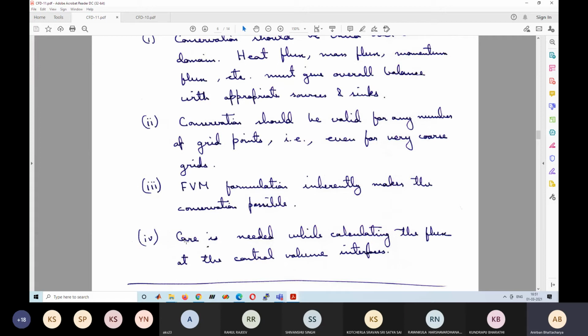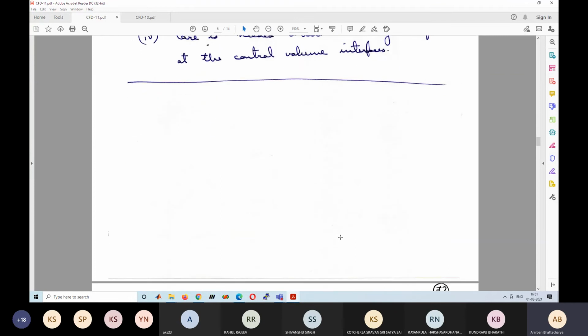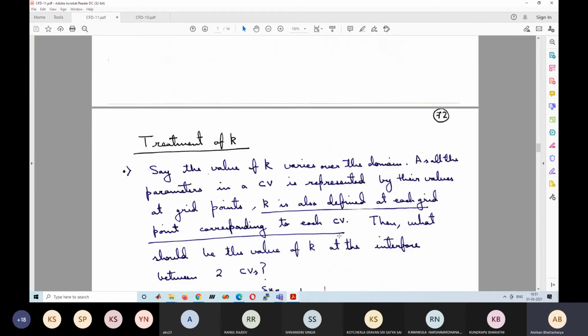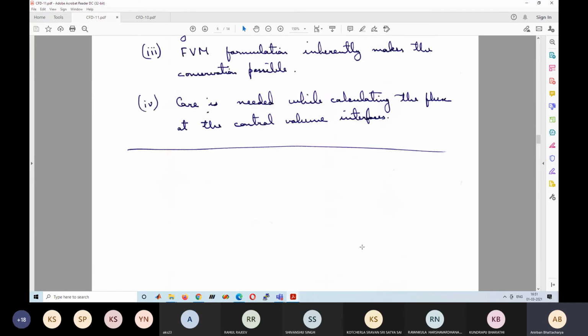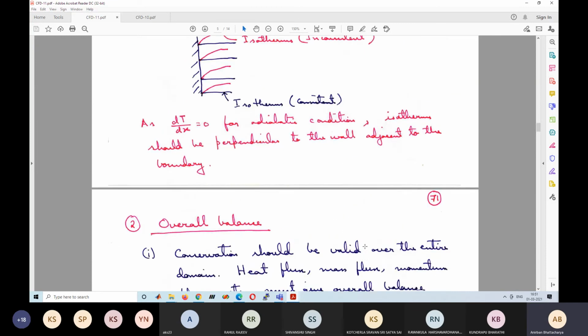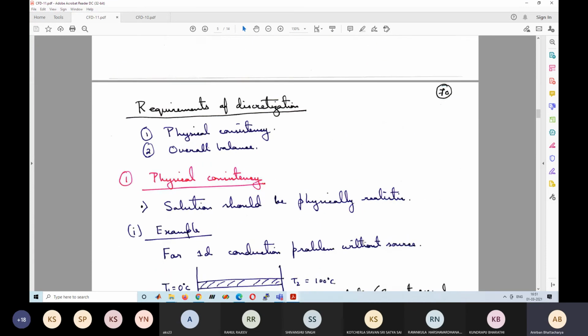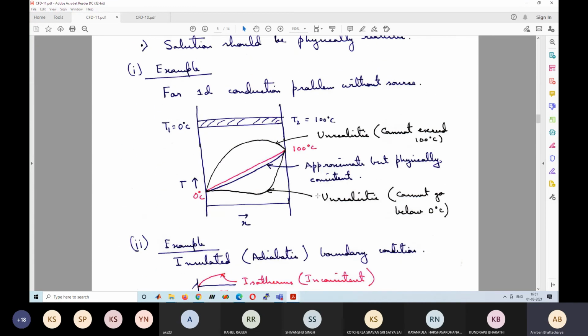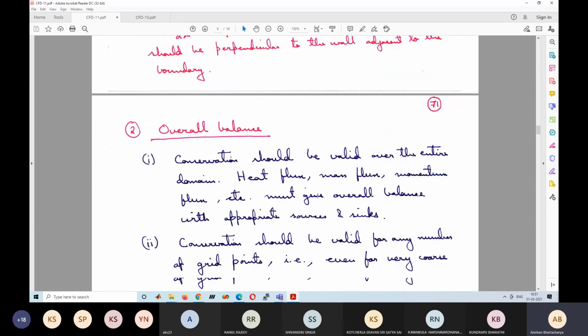And we have already discussed that care is needed while calculating the flux at the control volume interfaces. So the flux that leaves from one control volume should be equal to the flux that is entering the other control volume. Okay, that also we need to take care of. So these are the requirements of discretization: physical consistency, overall balance. Any questions on this?